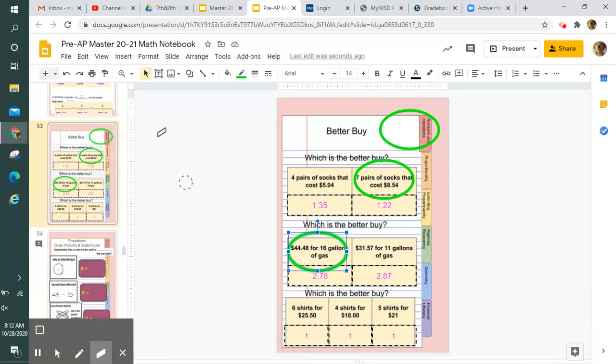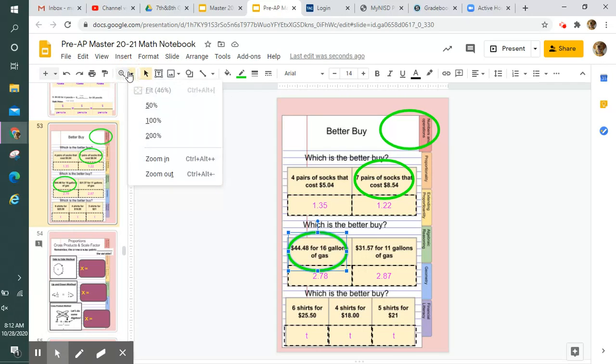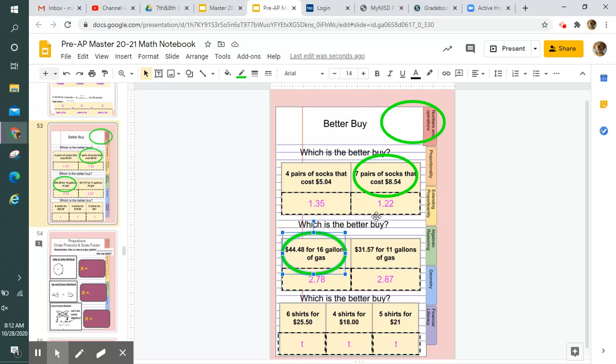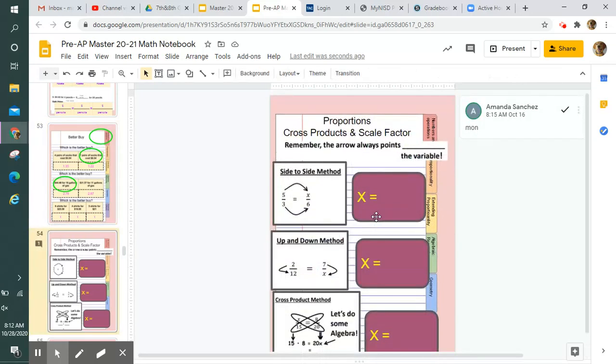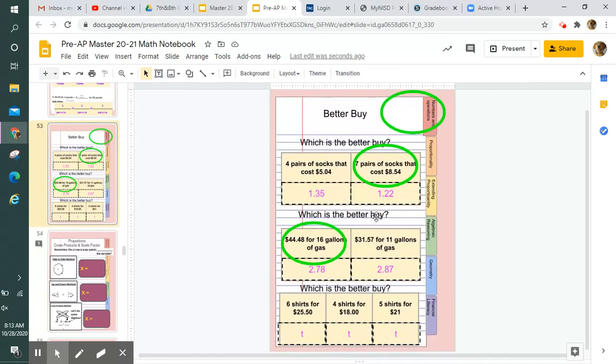Okay, now I want you guys to try the last question here. And yes, the last question is going to be a little bit harder. The last question does have 3 different ones that you're doing. So you're doing 6 shirts for $25, 4 shirts for $18, or 5 shirts for $21, and you're comparing all 3. So I want you to pause the video right now, and try that one and see if we get the same answer. So go ahead and pause it.